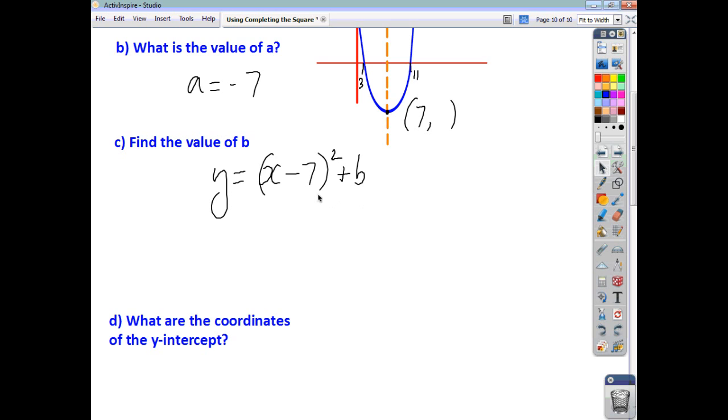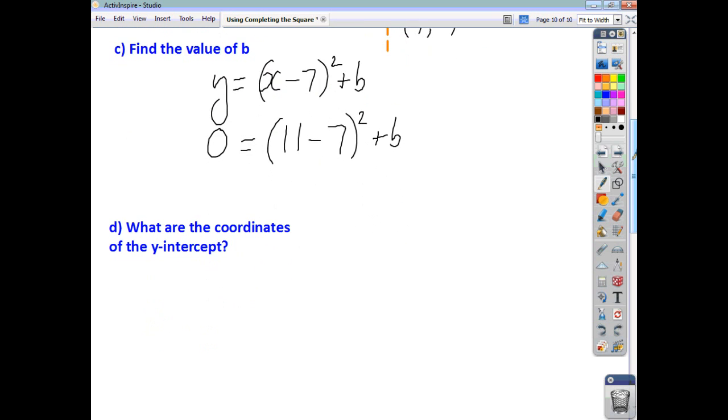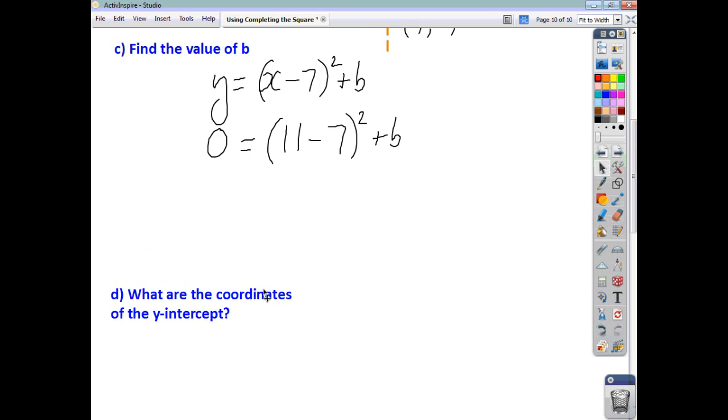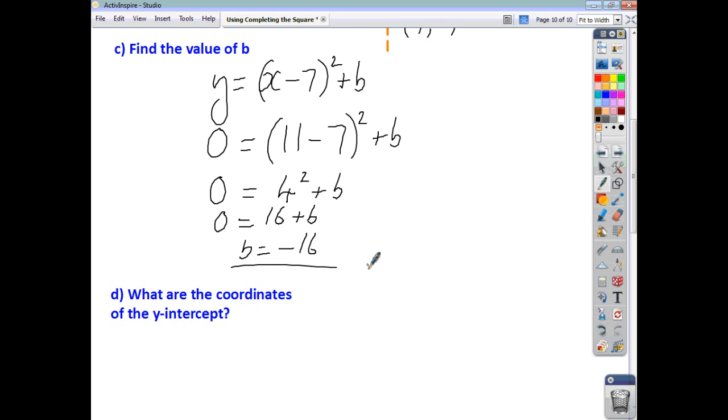So it doesn't matter which one you use as such. I'm just going to use (11, 0). So I'm going to say that when y is 0, x is 11, and I'm going to take it from there. Now 11 minus 7 is 4, so 0, we'll say, is equal to 4 squared plus b. So 0 is 16 plus b, so b is negative 16.